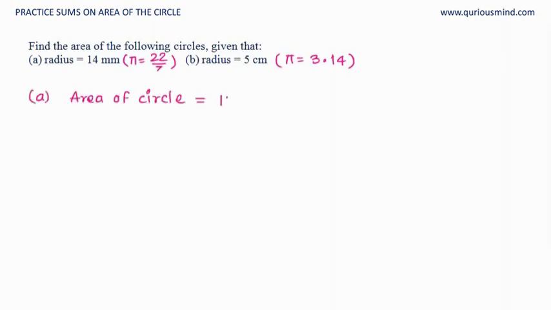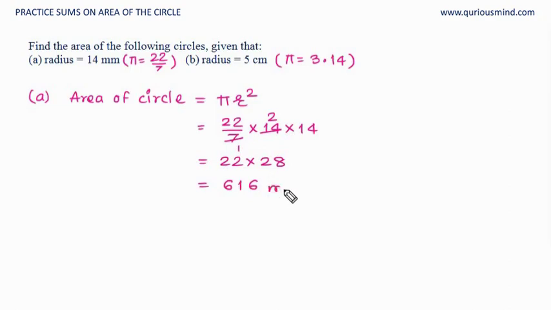Area of circle is pi r square. In the first example, pi is given as 22/7 into r square, that is 14 into 14. 7 1s are 7, 7 2s are 14, and we get 22 multiplied by 28. 28 2s are 56, carry forward 5, 28 2s are 56, and 5 is 61 millimeter square. It's an area, so you need square.